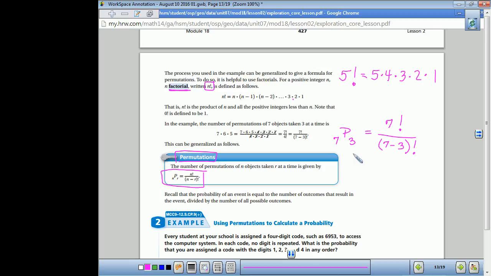But let's go back to the race last night. There were 8 swimmers, right? How many different ways could they have finished? And that would be the permutations of 8, choose. How many awards do they give out? 3. It would be the permutations of 8, choose 3, which is 8 factorial over 8 minus 3 factorial.